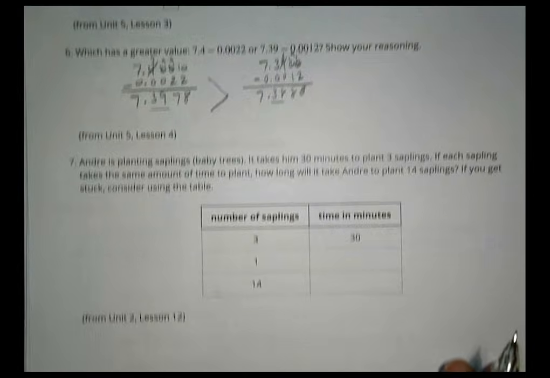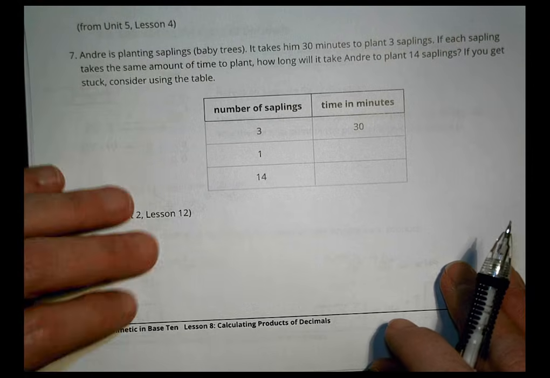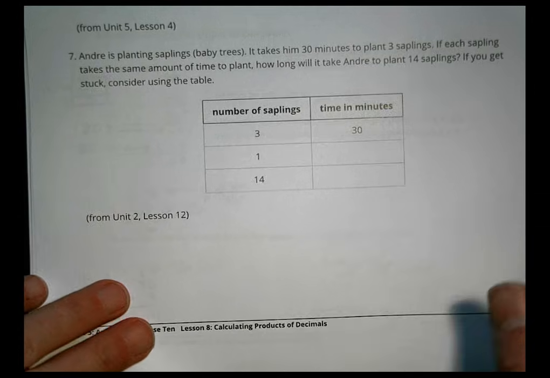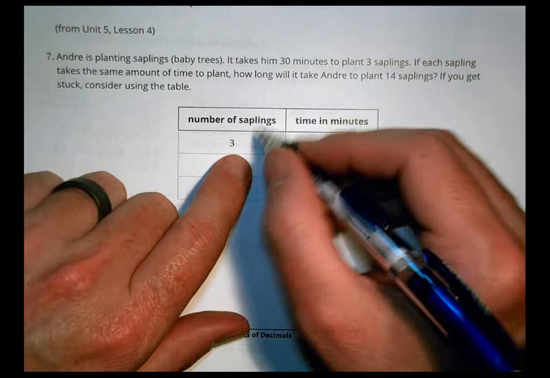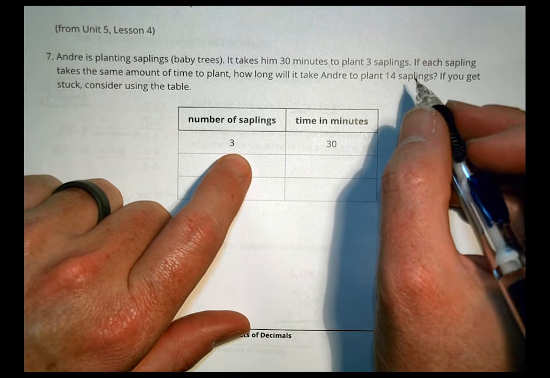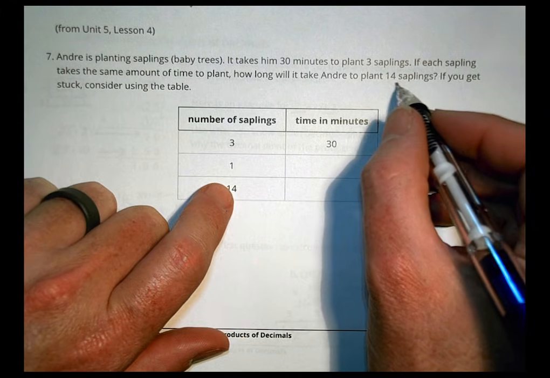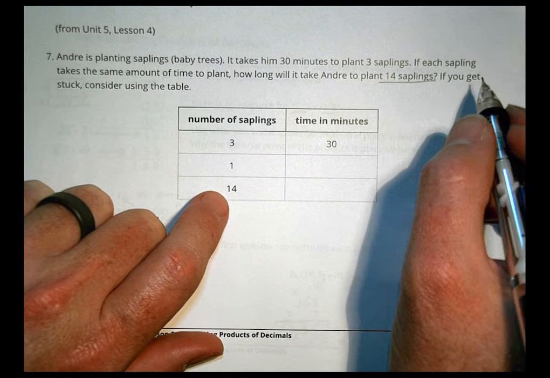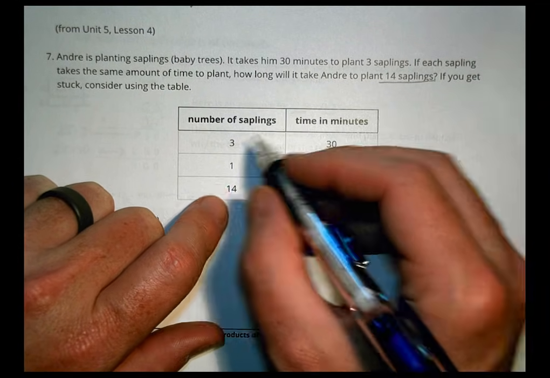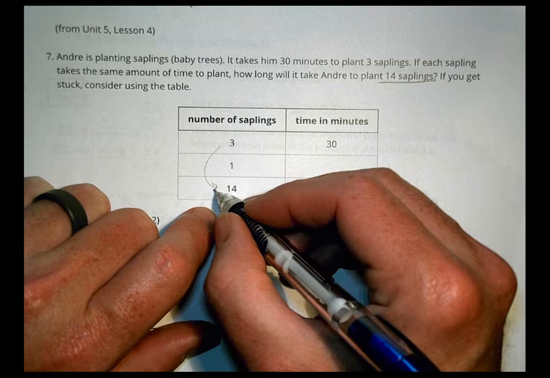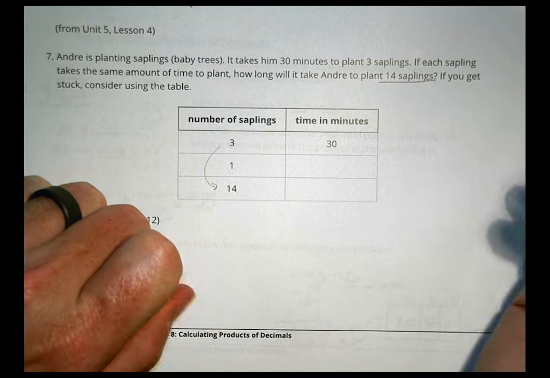Alright, moving down to number 7, our last one for the day. Andre's planting sapling baby trees. It takes him 30 minutes to plant 3 saplings. If each sapling takes the same amount of time to plant, how long would it take him to plant 14 saplings? If you get stuck, consider using the table. Let's go ahead and use the table. Alright, because I don't see a relationship between 3 and 14. I don't see anything multiply by real quick.